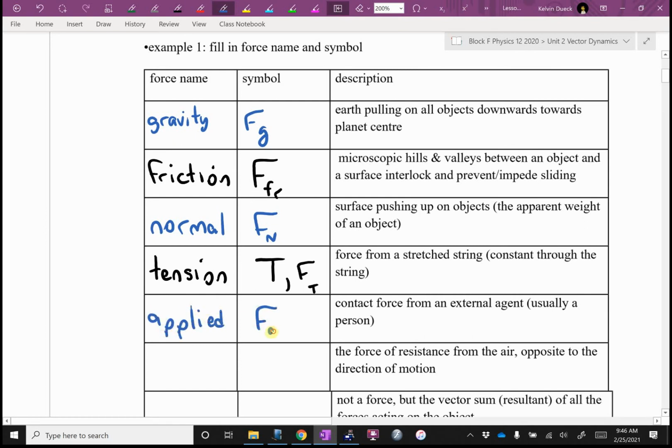And I usually wrote that as F. Really, that was my way of saying, look, something is pushing or pulling on this object. I don't want to make up a story telling you what it is. Just assume there's a force there.